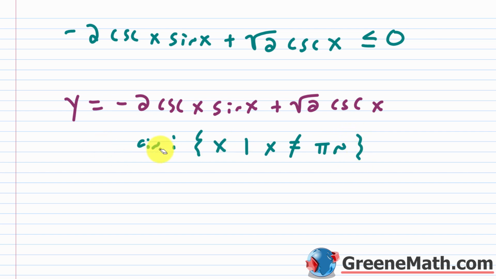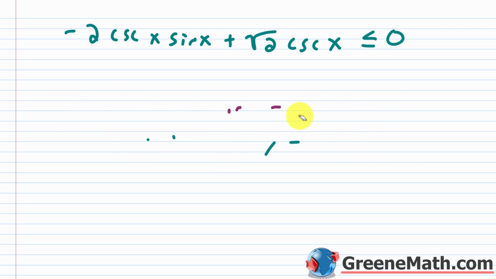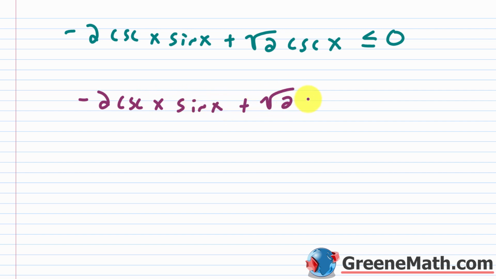So let me erase this. We'll bring this back up when we need it. How do I solve this inequality here? Again, I'm just going to solve the related equation to get things started. So let's say negative 2 cosecant of x sine of x plus the square root of 2 cosecant of x, and let's say this equals 0. So again, a lot of you are going to notice that the cosecant of x times the sine of x, that's going to be 1.